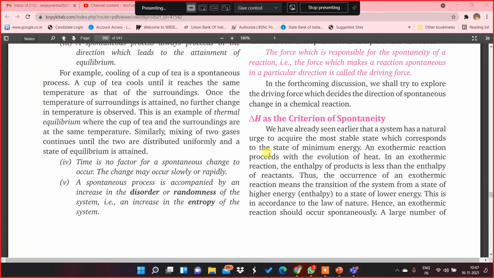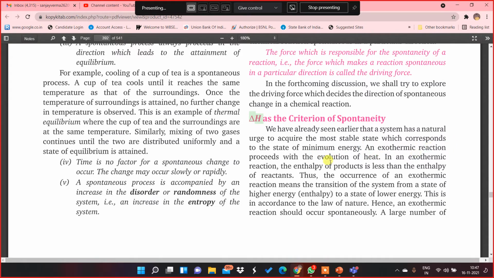in the forthcoming section. So the first one, delta H, enthalpy change. Delta H stands for enthalpy change. Remember, it stands for enthalpy change. We have seen already that a system has a natural urge to acquire the most stable state, which corresponds to the state of minimum energy.